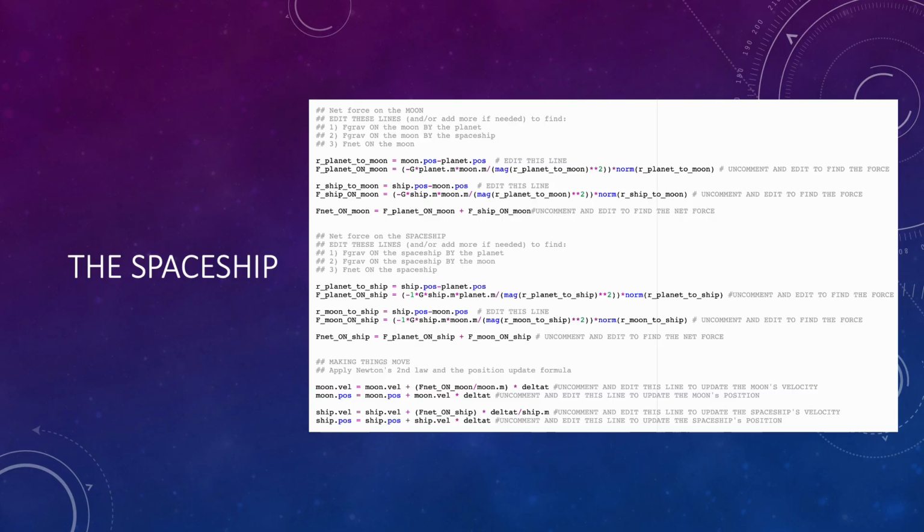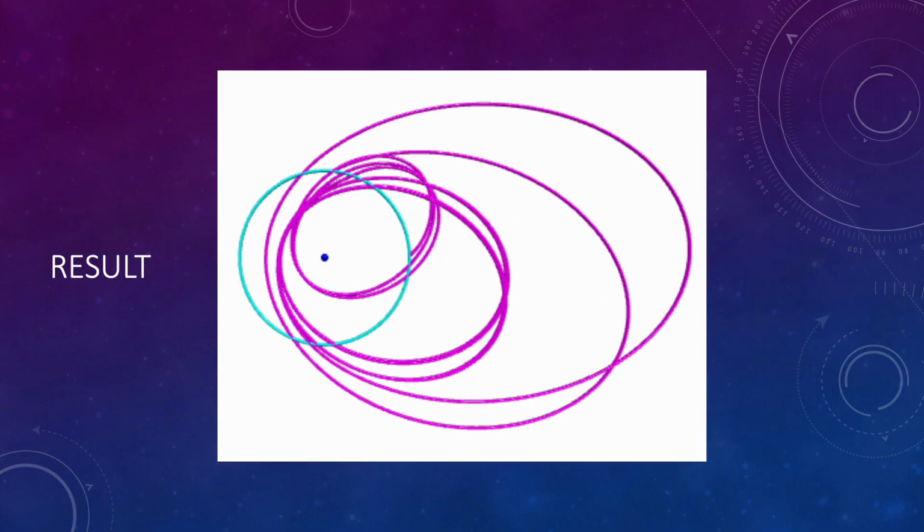So we first need to calculate the radius between the bodies, for both the planet and spaceship, and for the moon and planet and moon and spaceship. We do that first by calculating the radiuses so that we can calculate the forces. And we know that there are only 2 forces acting on each object because there are only 3 objects in total. So we have our F net. Then we use the position and velocity update equations to find the actual values of the positions, and we can graph them over time.